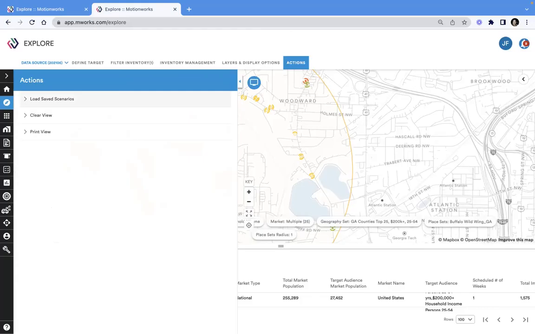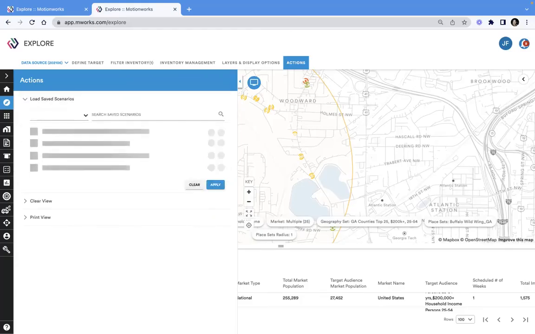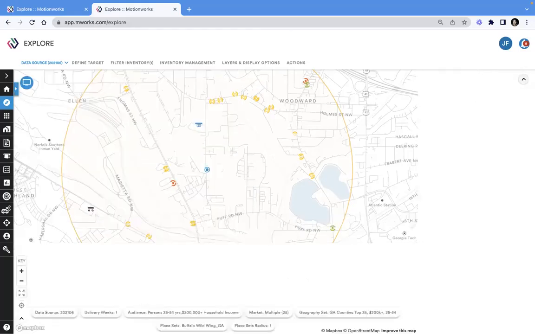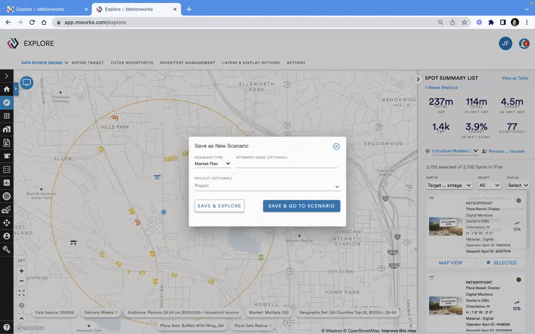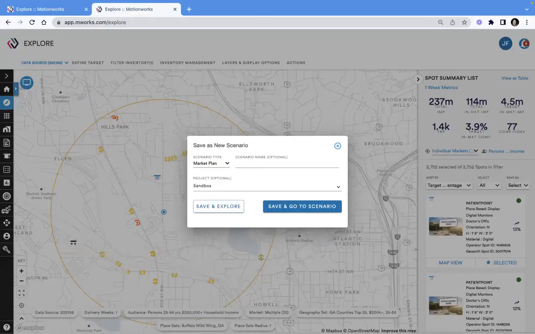From here, I'm able to save, go back to my summary view. I can export all of this as a table with all of the media metrics that come with it. I can also save as a new inventory set. I want these 2,700 locations to be available throughout the application, or I can save as a scenario, which is the combination of time, the type of person or audience I'm trying to reach, as well as the locations themselves.